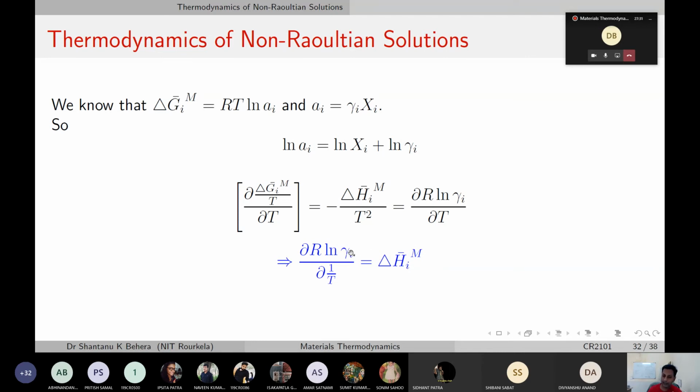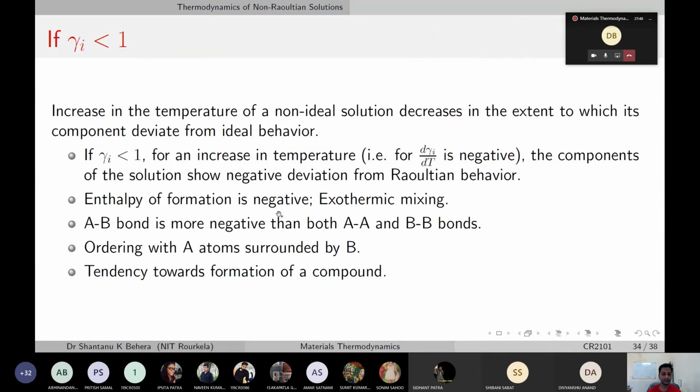All right. In that sense, this part is increasing and this part is decreasing. That means the ratio is always a decrease. That means if gamma is less than 1, this del H is an exothermic quantity. The enthalpy change is actually negative, and that is an exothermic kind of mixing.